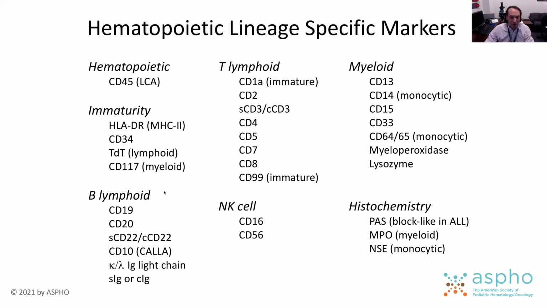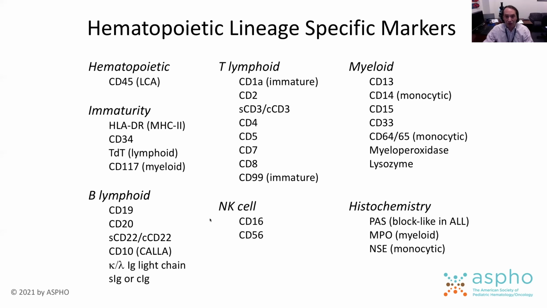The B lymphoid markers are what I like to call the college years. These include CD19, CD20, CD21, and CD22. CD10, also known as the common ALL antigen or CALA, is present on different B cell subtypes. Surface immunoglobulin kappa and lambda light chains or surface immunoglobulin heavy chains are present on mature B cells, whereas cytoplasmic heavy chain can be present in immature B cells.